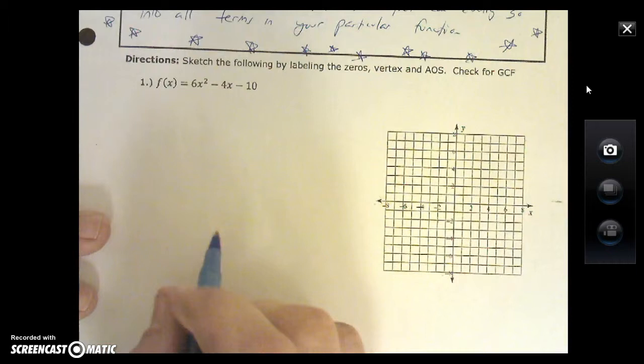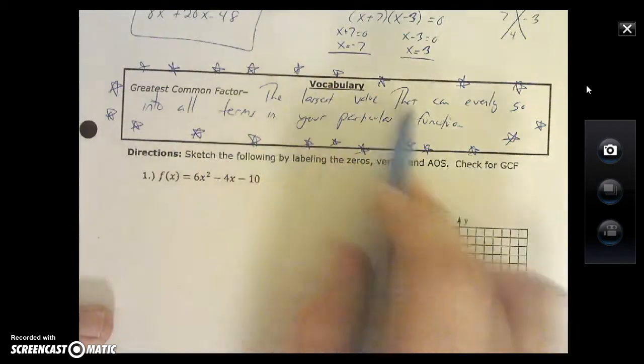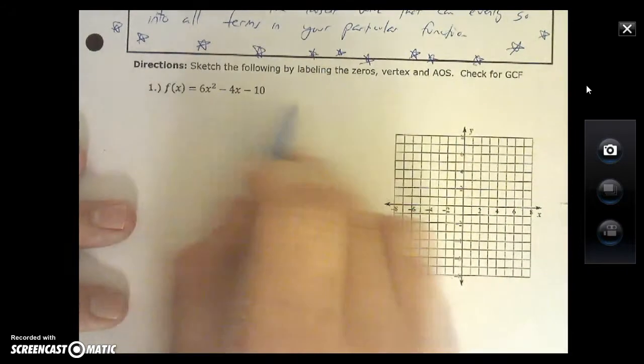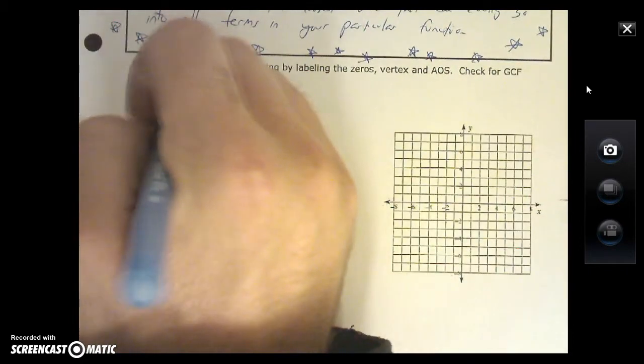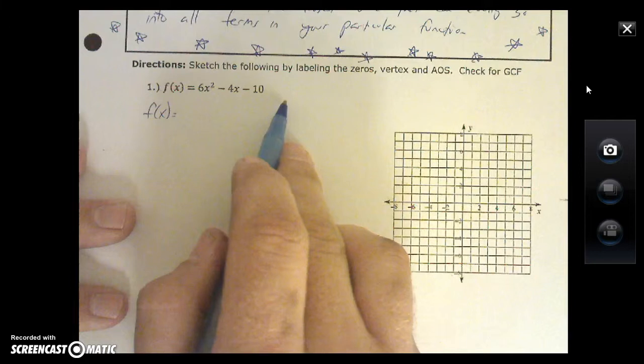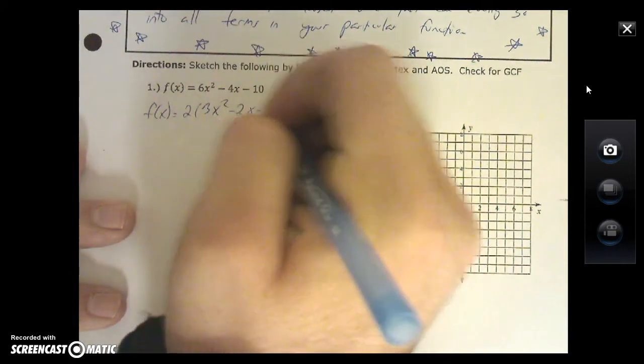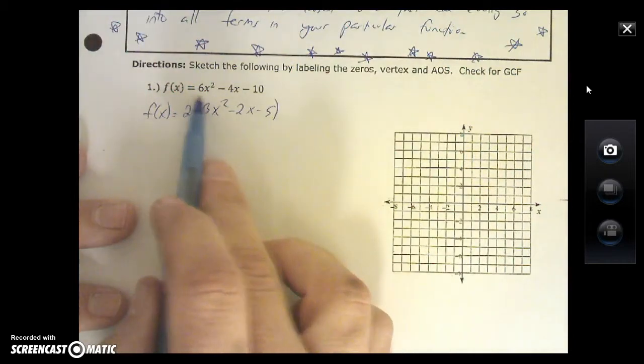If you didn't look for a GCF, because you should always look for it, I know, right? You're going to get really annoying fast. Before you do anything, factor out your GCF. What number goes into all 3 of these terms? 2. So I'm left with 3x squared minus 2x minus 5. I just divide all 3 of these by 2.